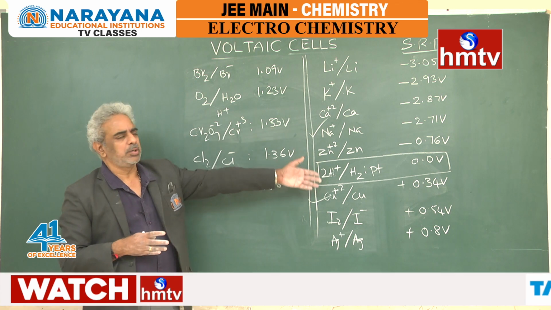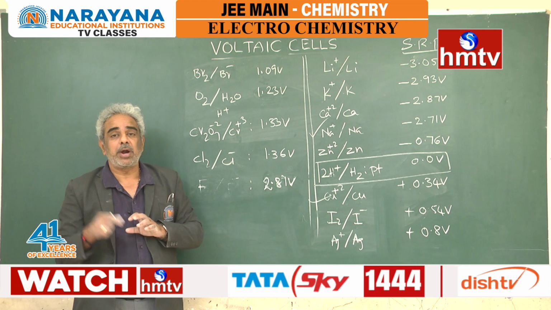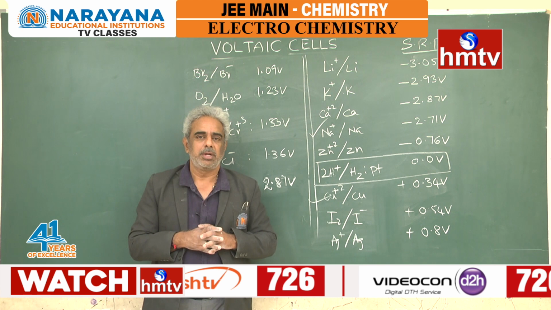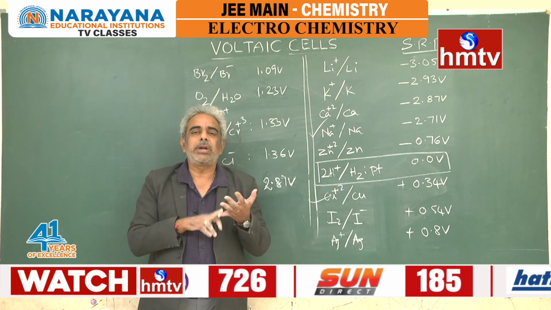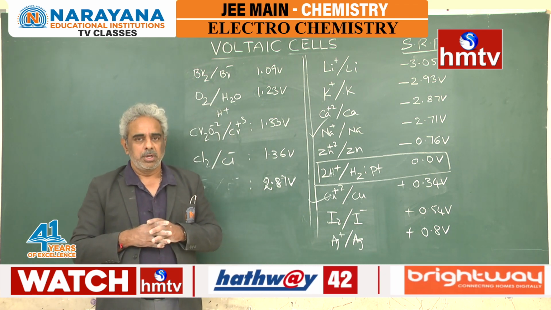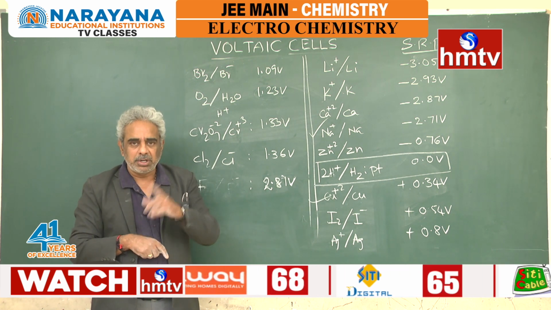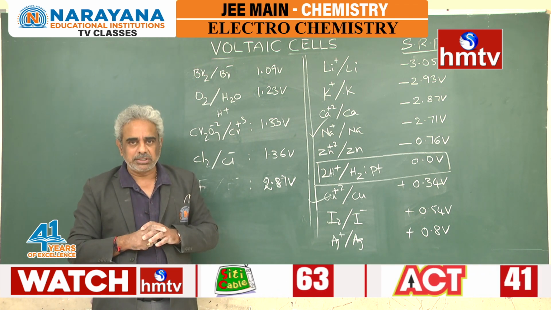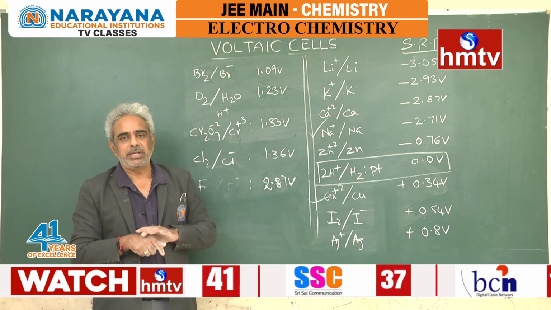Suppose you want to construct a cell with hydrogen and fluorine. Fluorine reduction potential is 2.87 volts. Hydrogen reduction potential is 0.0 volts. Which has got greater reduction potential? Fluorine. So fluorine's tendency to undergo reduction is more when compared to hydrogen. So once you keep hydrogen and fluorine electrodes together, fluorine electrode undergoes reduction, hydrogen electrode undergoes oxidation. So hydrogen electrode is anode, fluorine electrode is cathode.